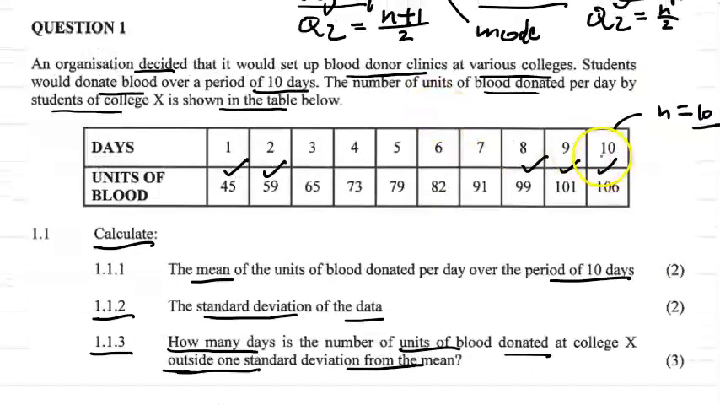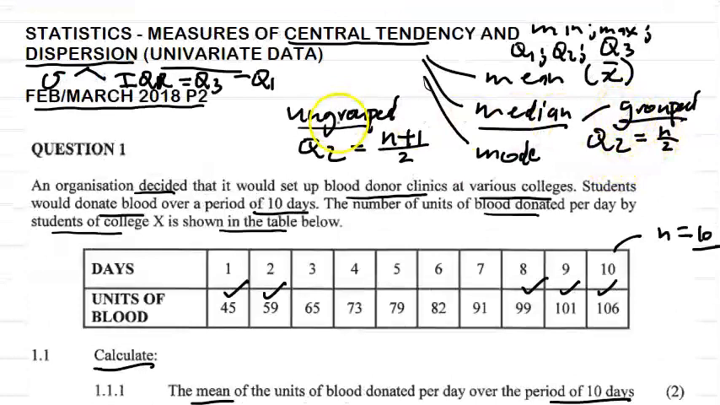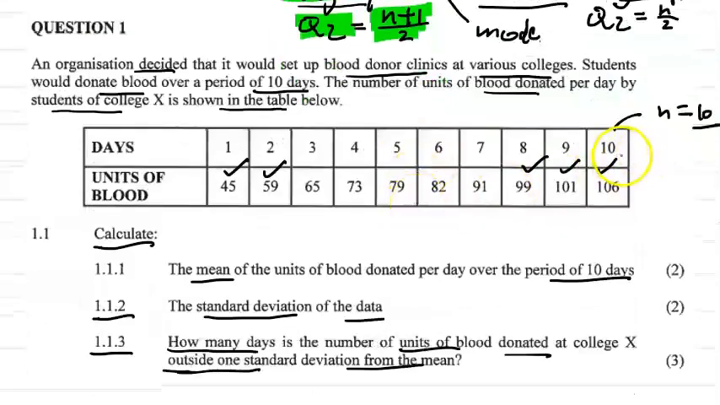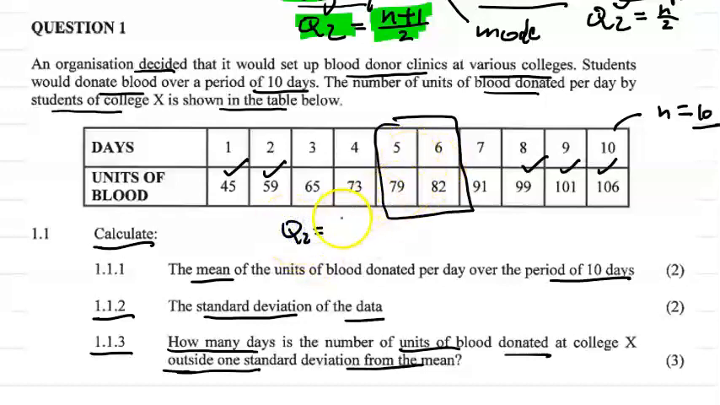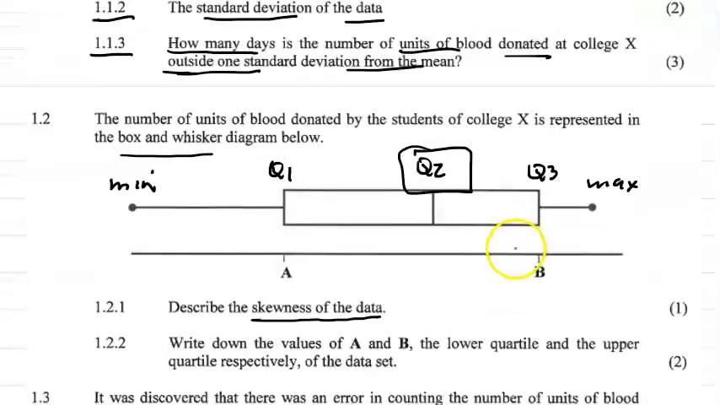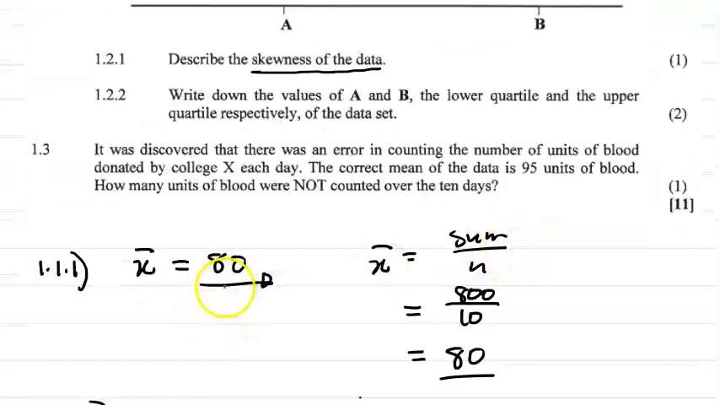So the median would be, remember that this is ungrouped data, and for ungrouped data, to find the position of our median, it's going to be the number of values plus 1 over 2. So therefore, that'll be 10 plus 1 over 2, which will be 5.5. So therefore, our median lies between the 5th and the 6th value. So therefore, Q2 is going to equal 79 plus 82 over 2. So therefore, our median is 80.5 and our mean is 80.